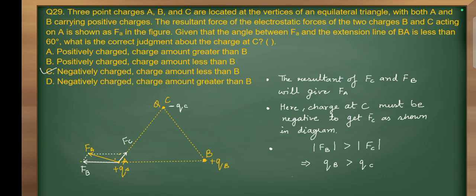And here the resultant force is more towards force B along Fb. So that means the force Fb will be greater than the force Fc, and this will happen only when the charge at point B is greater than the charge at point C. So option C is correct, that is the charge at point C is negative and the charge amount will be less than at point B.